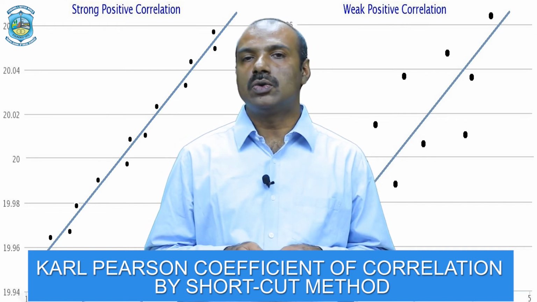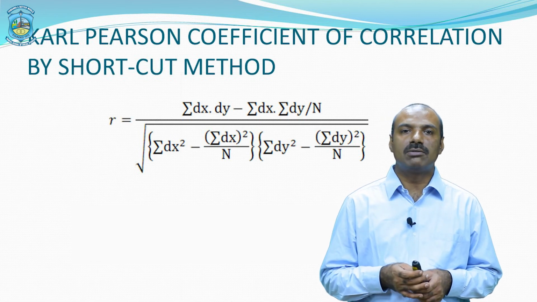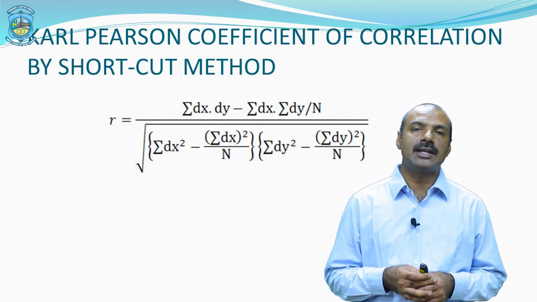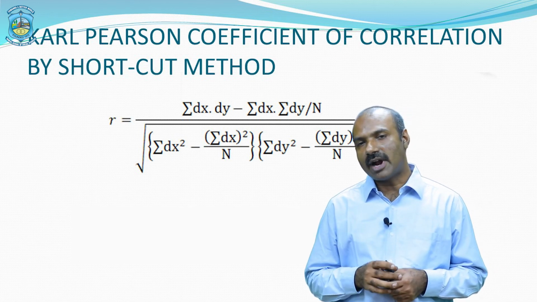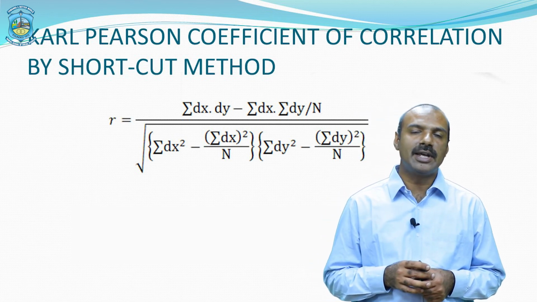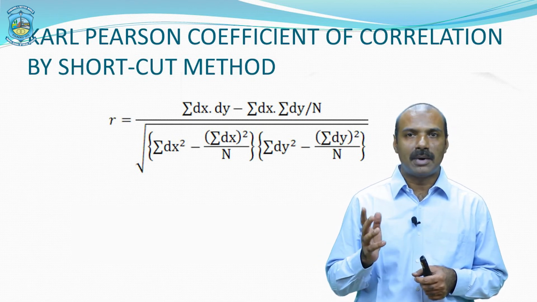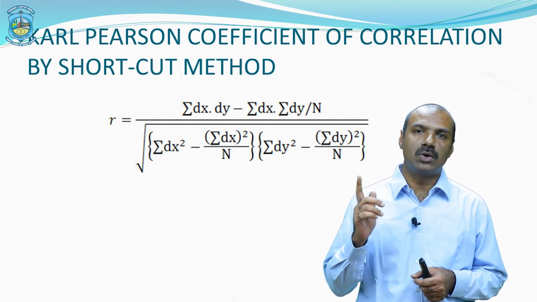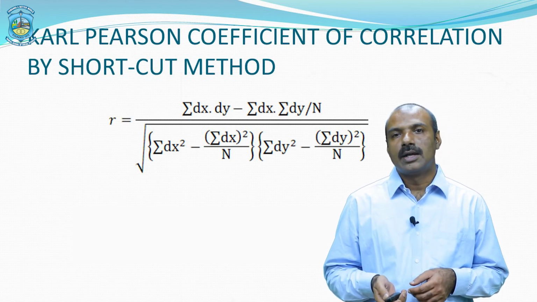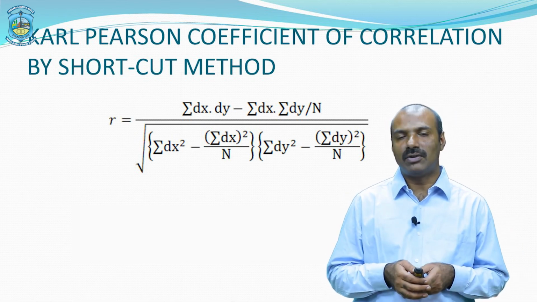Here we are going to use deviations. The formula is on your screen, that is r equals summation dx dy minus summation dx into summation dy by n whole divided by under root of summation dx square minus summation dx whole square by n multiplied by summation dy square minus summation dy whole square by n. So this is the formula. Although it is a shortcut method, the formula looks a bit difficult.